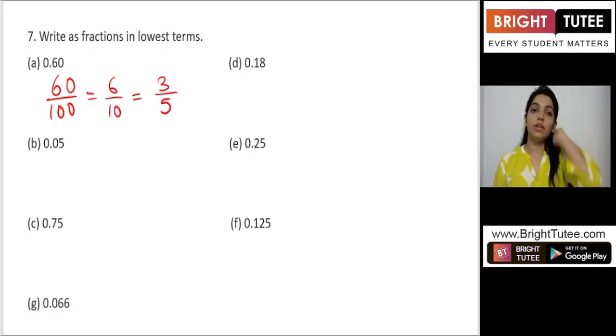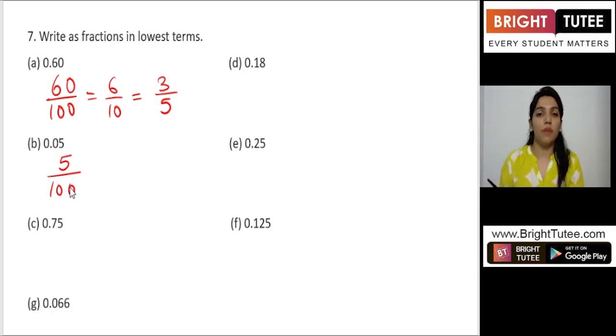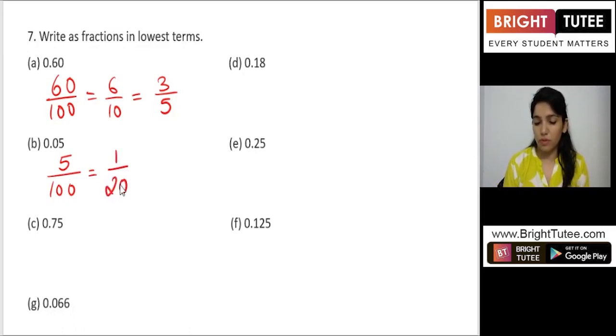Now moving ahead to the next part, that is part B. We need to convert this to a fraction in the lowest form, right? So the number is 0.05. 0.05 means that 5 is sitting at the hundredths place, right? So it will be 5 over 100. We don't need to write all the zeros, 005 over 100. 5 over 100 is the same. Now to convert this into the simplest form, we can divide 5 and 100, both of them by 5. So it will be 1 over 20.